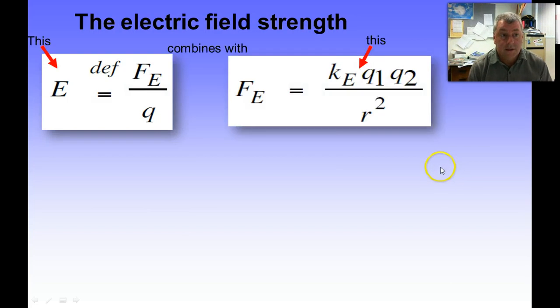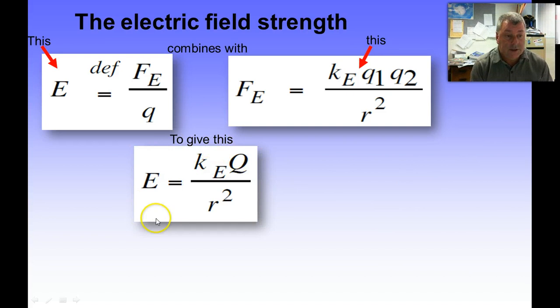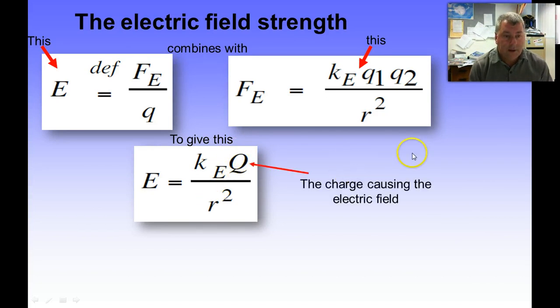So we have this. We also have Coulomb's law, F equals K Q1 Q2 on R squared. We can combine those and it gives us this, which is another measure of electric field strength. K, the electrostatic constant, Q, the charge causing the electric field, and R squared, the distance squared, which is a very useful thing to have.